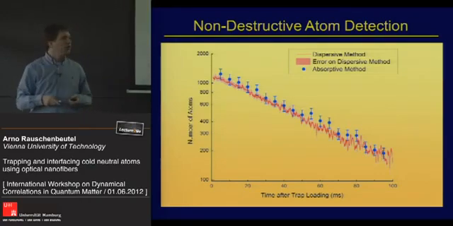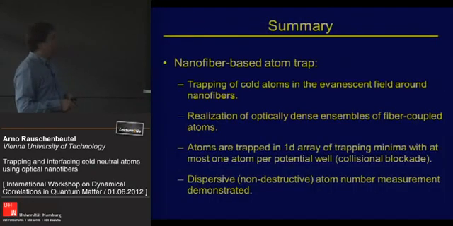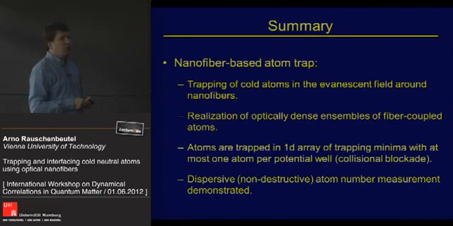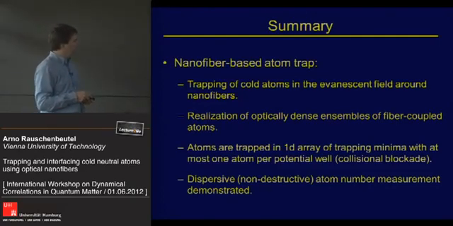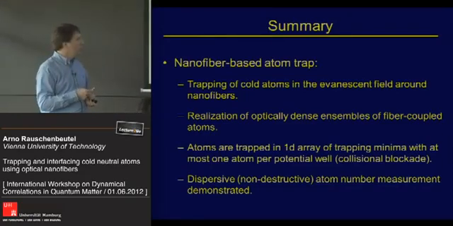Okay, so with this, I would like to summarize. I've presented these nanofibers to you and then shown you that you can use these nanofibers to trap atoms. The atoms are trapped in a one-dimensional array of trapping minima and yield a totally optically dense ensemble on the order of 2% absorption per atom. And it's also possible to dispersively detect the atoms using a detuned probe.